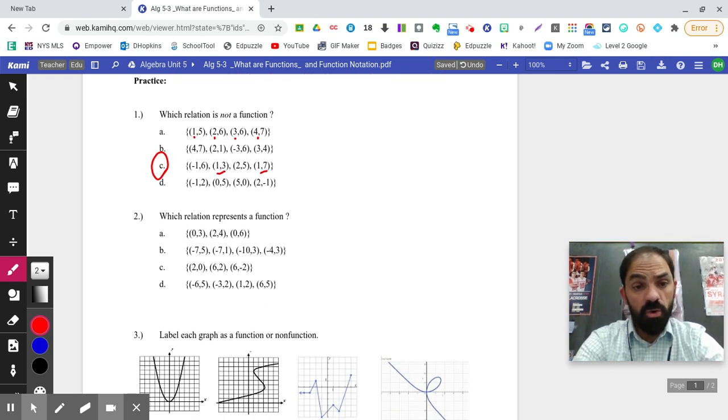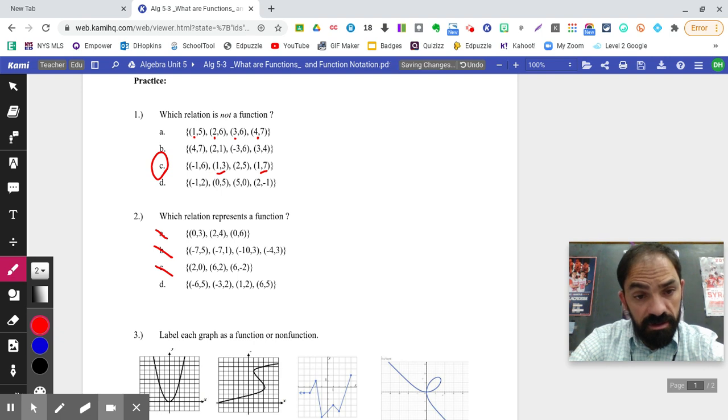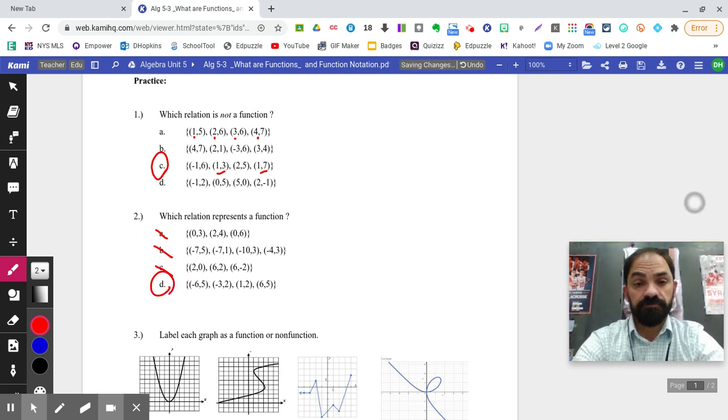Okay, number 2. Which relation represents a function? So once again, looking for all different. Those are not different. Negative 7, those are not different. 6 and 6, not different. These ones are all different, so that is a function.